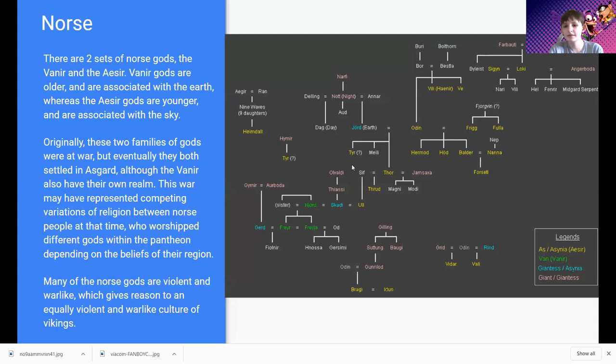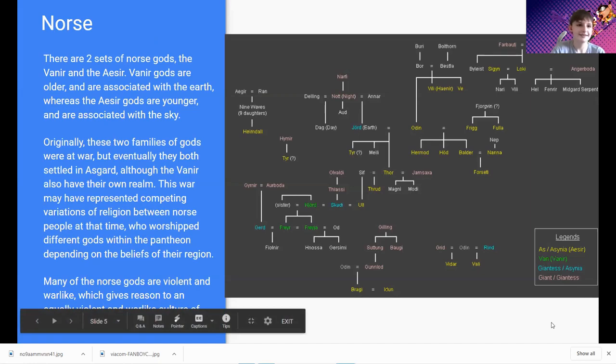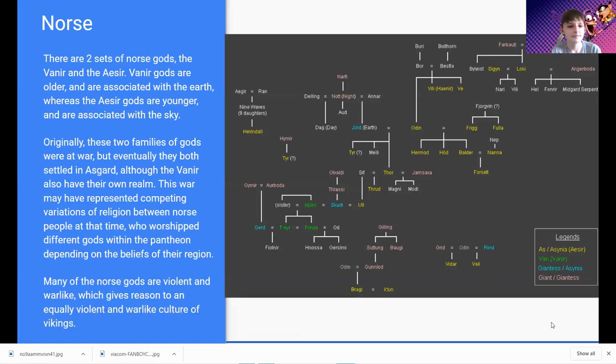As for Norse, there are kind of two sets of Norse gods, which are the Vanir and the Aesir. I think that's how you pronounce it. I pronounced it wrong last time. They're hard words. Vanir gods are the older ones, and they're more associated with the earth and different parts of the earth, whereas the Aesir gods are the younger ones, and they're associated with the sky. So again, kind of like earth and sky. These two families of gods used to be at war, but eventually they both settled together in Asgard.